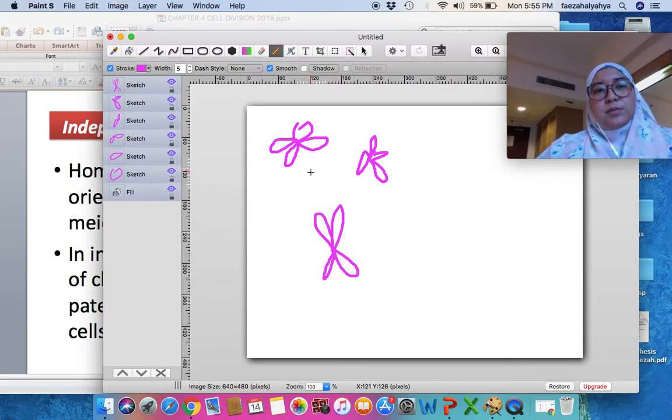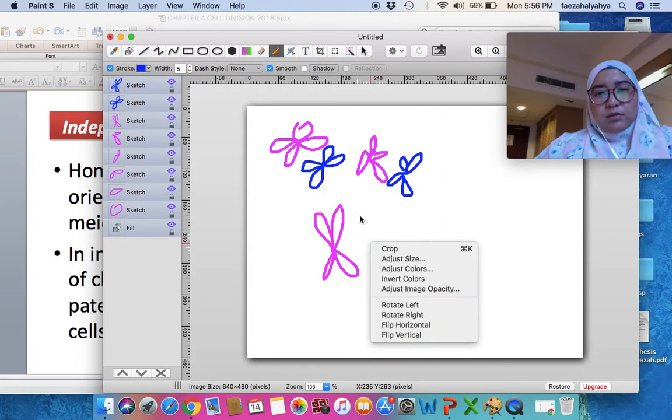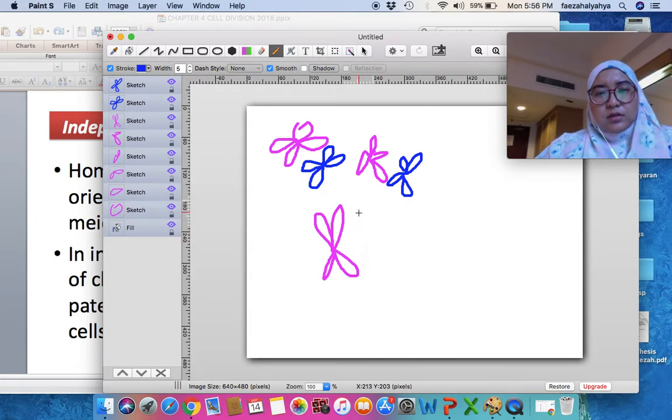Ini contohnya daripada mak. Now we are looking the paternal set from father. Kita letak sebelah-sebelah. Maksudnya sekarang ni dia dah pair kan, dia punya ikut size dan kepanjangan lah. Sorry kalau tak sama besar. I'm using this tracking pad.